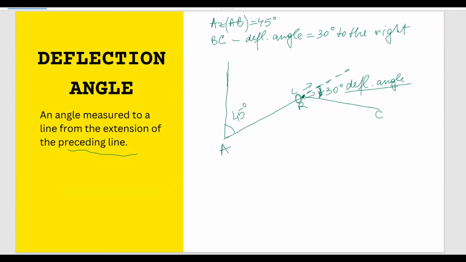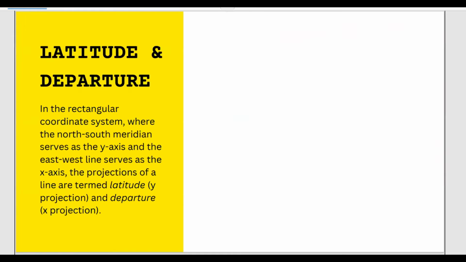So from this line, which is in the definition the preceding line, you go 30 degrees to the right, based on your right and left hand if you look forward. And this is how you use the deflection angle, or represent the deflection angle. Now let's move forward. Let's talk about latitude and departure.